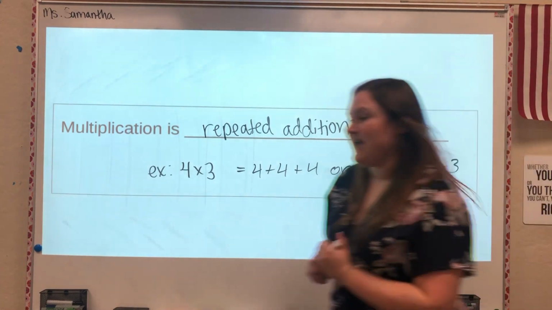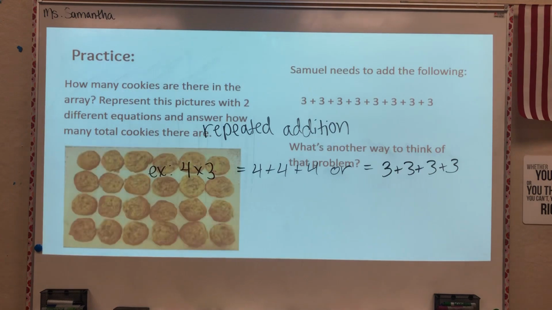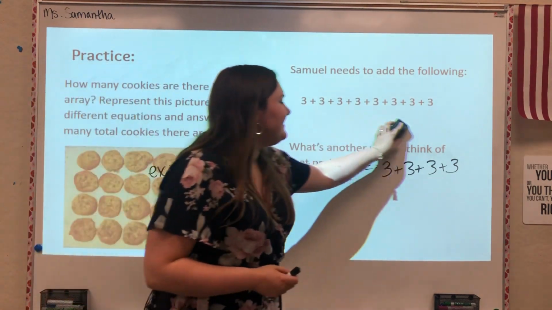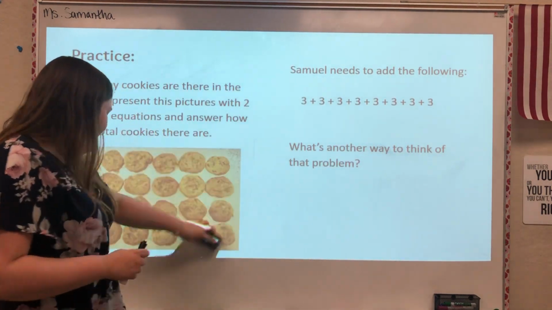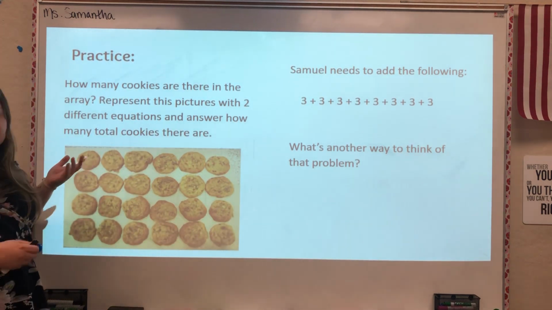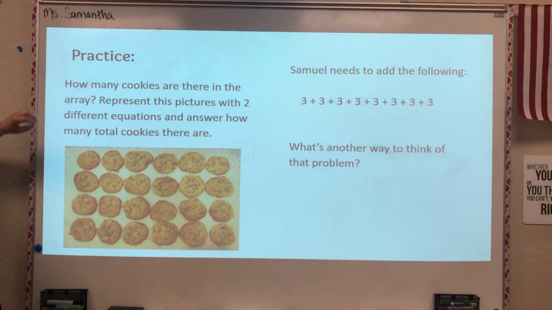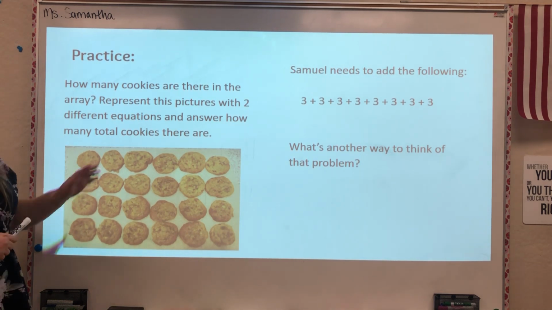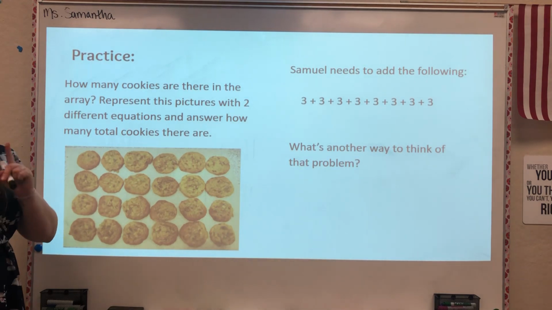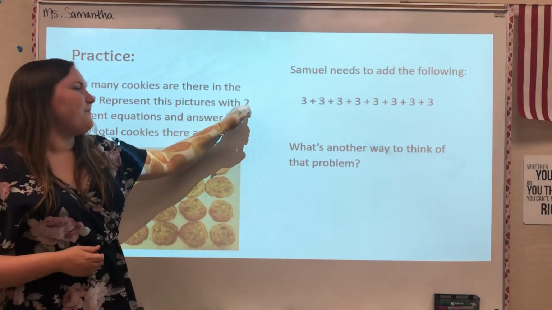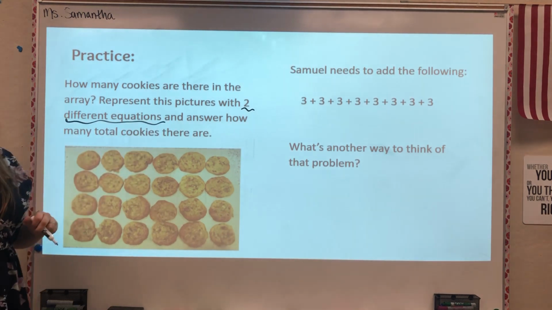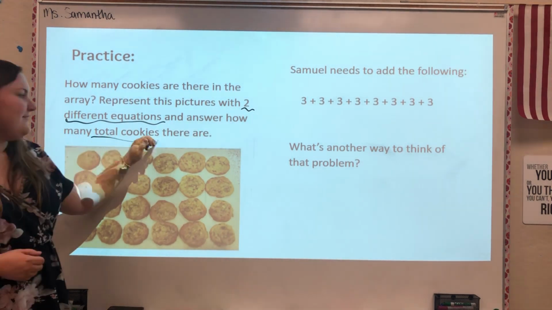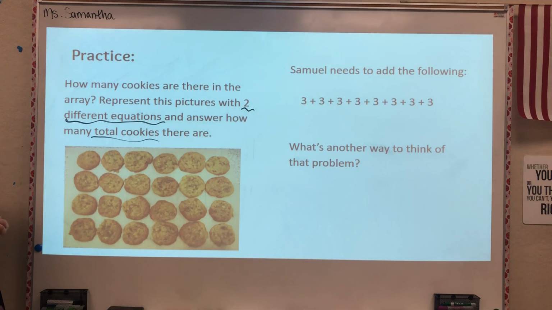So now that we've talked through that, there are some practice ones for you to try. The first one is about cookies. You can tell I was hungry when I wrote this. The directions say how many cookies are there in this array. Represent this picture with 2 different equations and answer how many total cookies there are. So notice there's 2 questions here. One is represent it with 2 different equations, and the second is how many total cookies are there in this picture. Make sure you answer both.